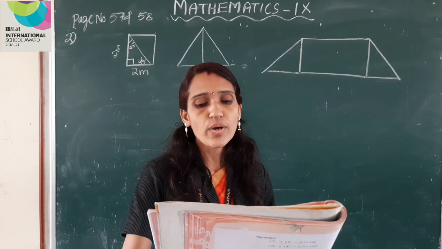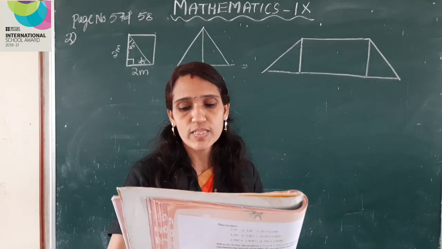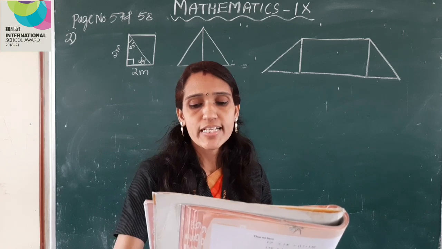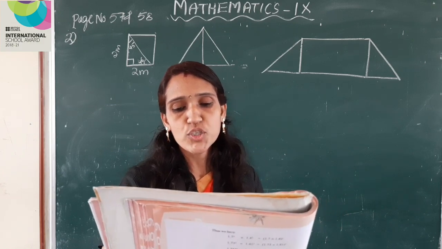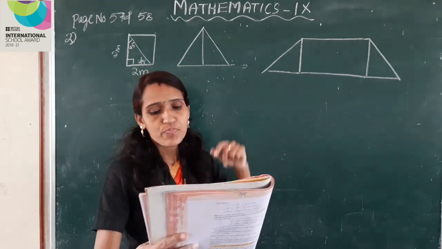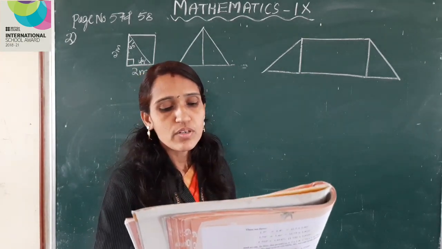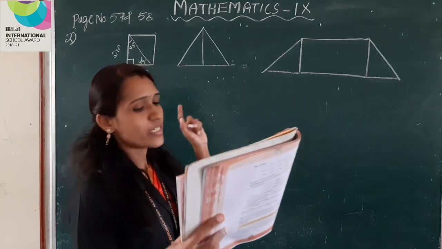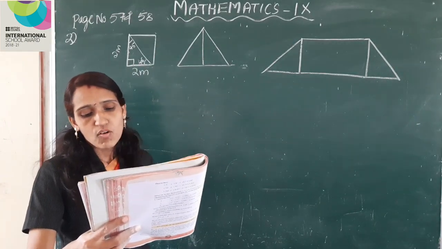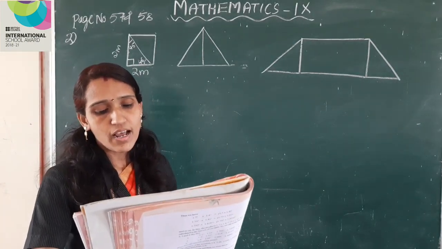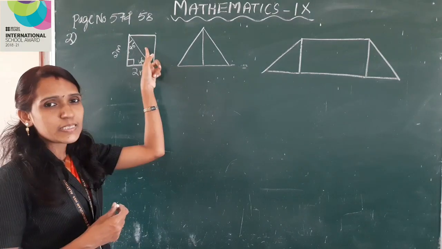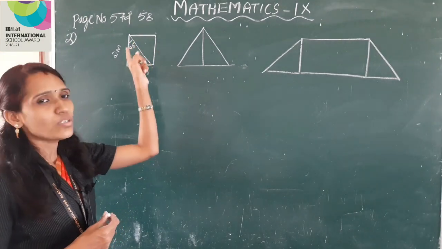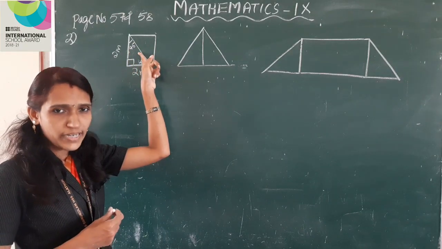Next, a square and an equilateral triangle of sides twice as long are cut and the pieces are rearranged to form a trapezium as shown below. If a side of the square is 2 meter, what are the perimeter and area of the trapezium? This is a square divided into 2 triangles.